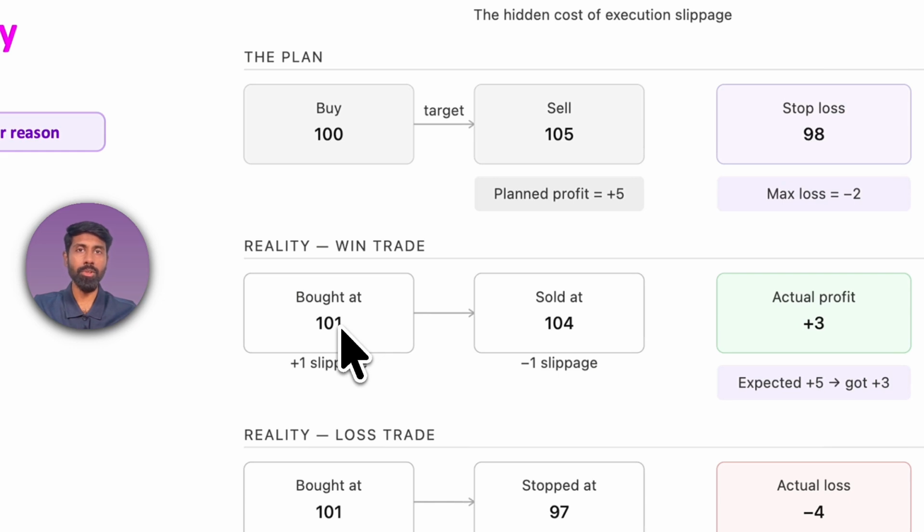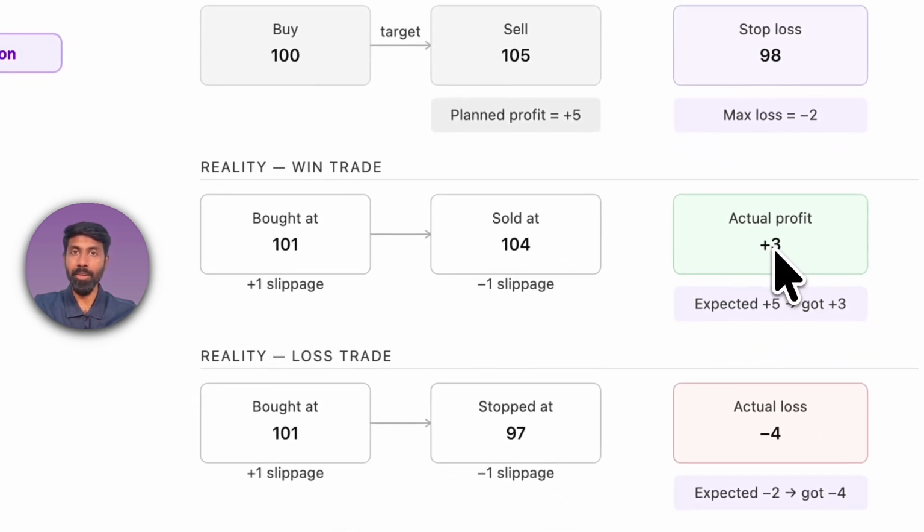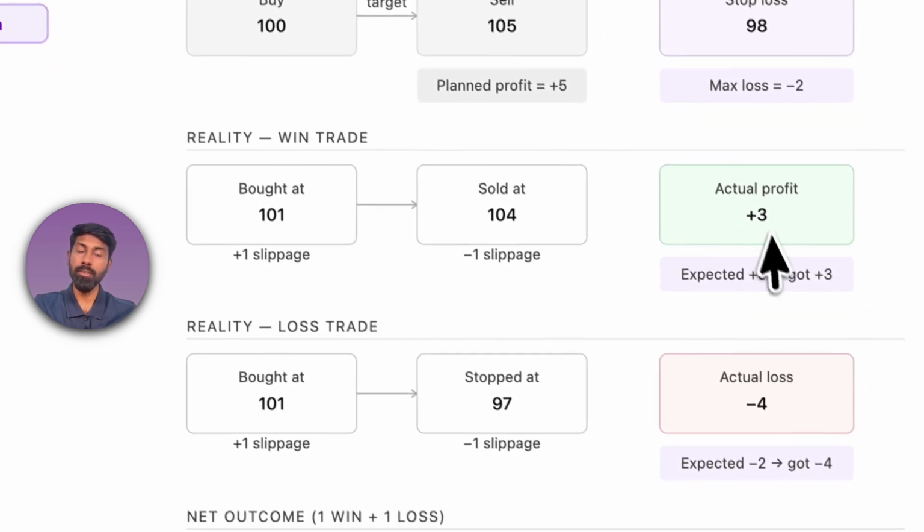Let's say the strategy goes well in your direction and it moves towards your planned sell price of 105. When you sell it, you are going to get a lower price than your sell price most of the time. Many people might argue that slippage works both ways. You might even get 106, but that's not the case. Most of the time, you will actually get a lower price than your sell price, sold at 104, minus 1 slippage. So you actually plan the trade for a 5 rupees profit, but you don't get 5 rupees. You only end up getting 3 rupees. 104 minus 101, 3 rupees.